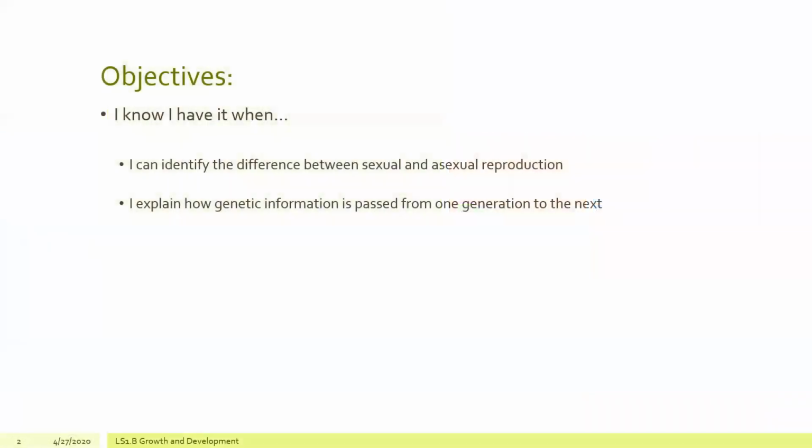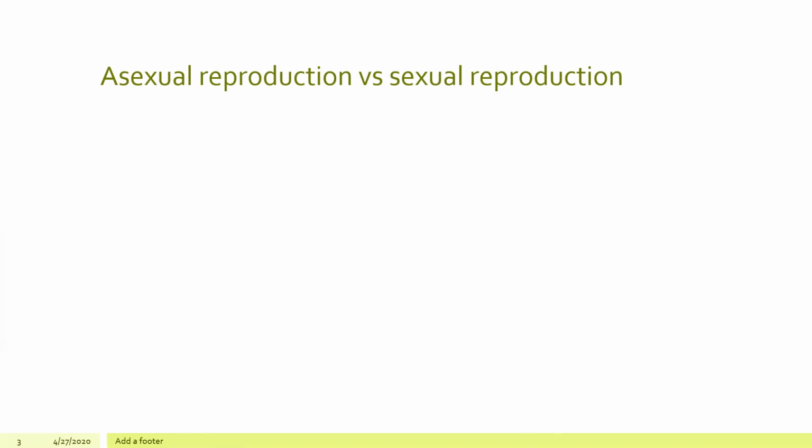So here are your objectives. I know I have it when I can identify the difference between sexual and asexual reproduction, and I can explain how genetic information is passed from one generation to the next. Those are going to be your main objectives here. Okay, so asexual reproduction versus sexual reproduction. Let's take a look first at asexual reproduction.